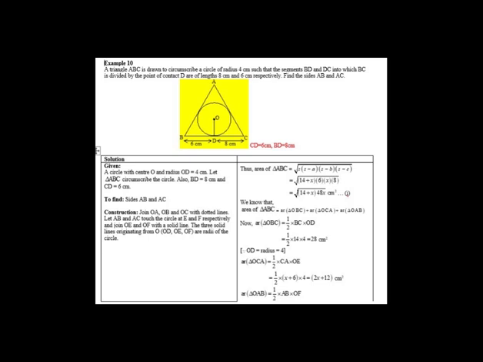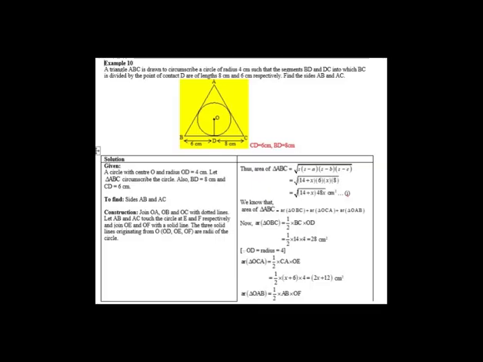Join OA, OB, OC with dotted lines. Let AB and AC touch the circle at E and F respectively. Join OE and OF with solid lines. OD, OE and OF represent the radii of the circle. Let us start with the proof.